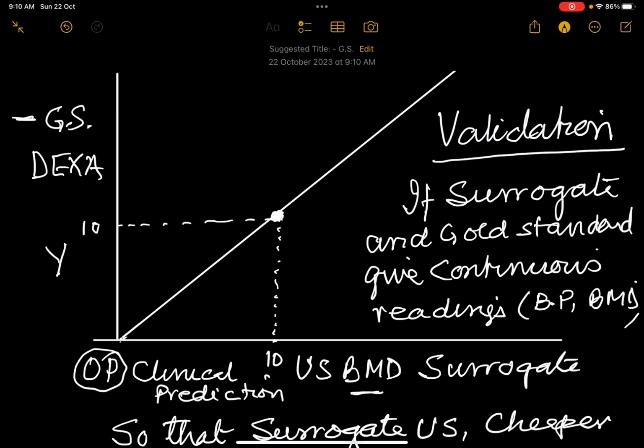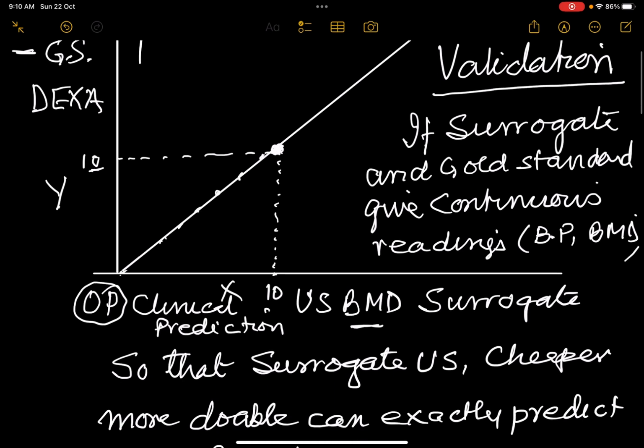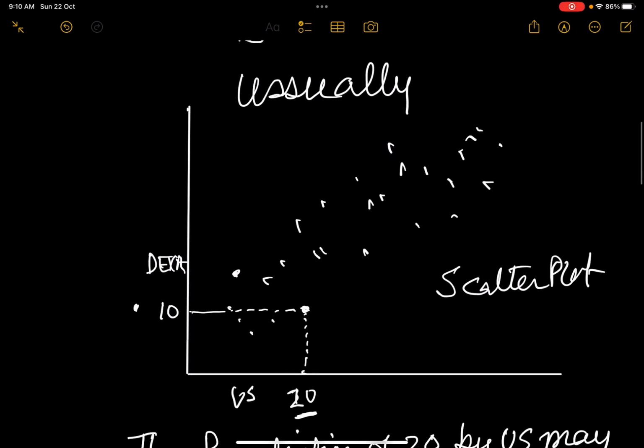Ideally, for each reading on a patient, supposing the reading is 10 on the ultrasound BMD, it should be 10 on the DEXA. So ideally there should be a 45-degree line on the Y and the X axis, and each measurement should actually be on this line. But this is not the case.